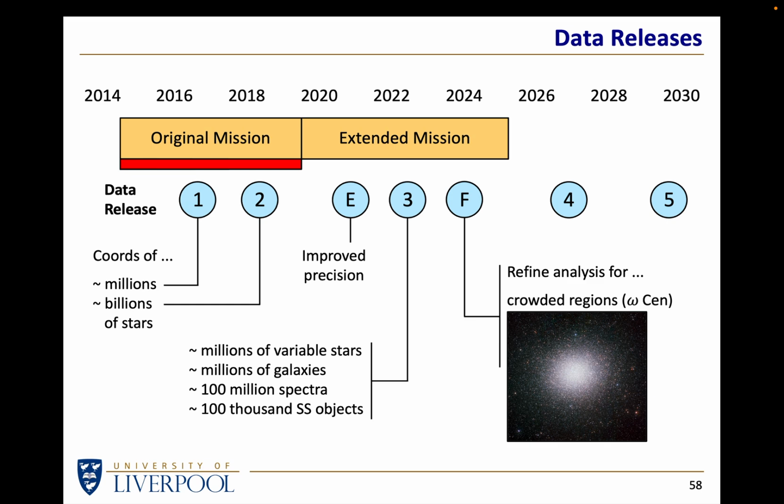Eventually, way down the line, data release 5 will include the entire data set. All 10 years will be used to refine, to get the maximum accuracy, the maximum precision of all of these positions and parallaxes and distances and proper motions. But that is, of course, some way down the line, something like 2030. So we can look forward to data release 4 fairly soon, in a few months. Data release 5, not for a few years.